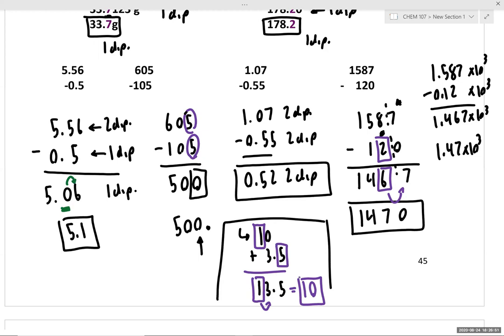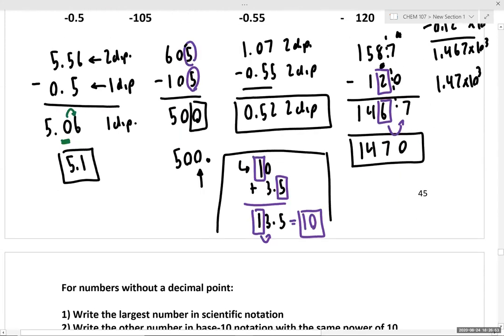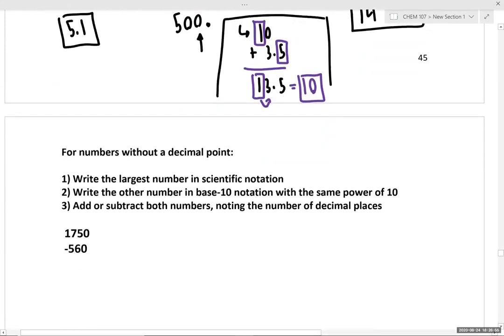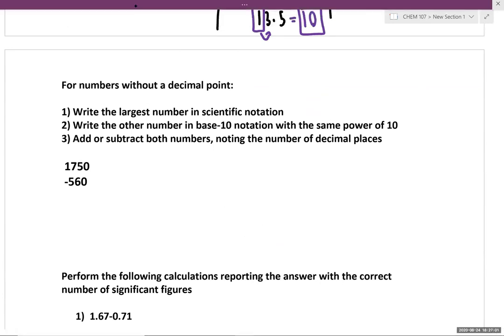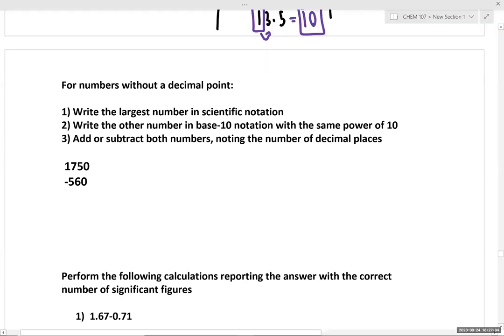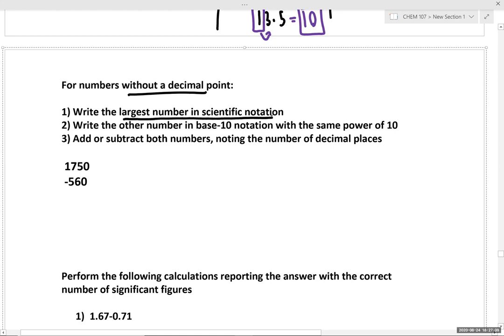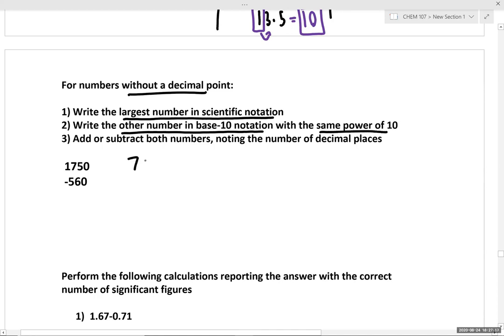Yes, we'll be doing a few more examples. Actually, I have another set, but we're just going to talk about one other example first. When you're dealing with numbers without a decimal point, one trick that I like to use is I write my largest number in scientific notation, and I write my other number in base 10 notation with the same power of 10. So for example, 1,750, 1, 2, 3 decimal places, that gives me 1.75 times 10 to the third.